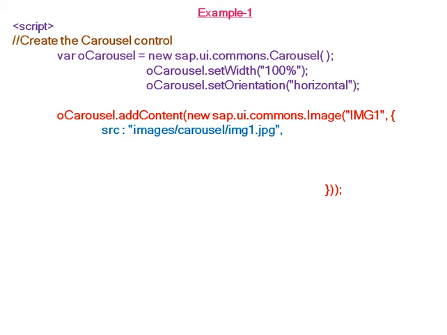The source for image 1 is images/carousel/image1, which means this image is in the carousel folder, and the carousel folder is inside the images folder. The width is set to 200 pixels for this image, and height is set to 150 pixels.